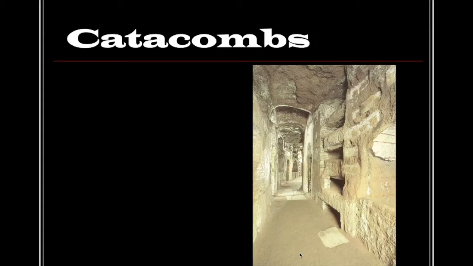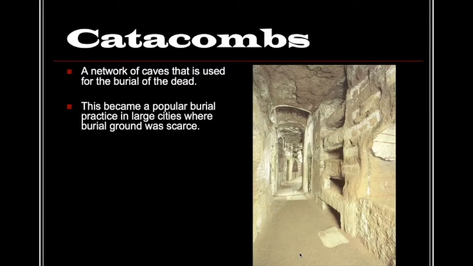All right, another setting of our story is the catacombs. Now, what are catacombs? Catacombs are a network of caves that are used for burial of the dead. So in our story, part one of the settings will be the Carnival party, but the setting will then move into the catacombs. Now, why are there catacombs? Well, in large populated cities where there's not very much ground, the cities would have these networks of caves in which they could bury people.